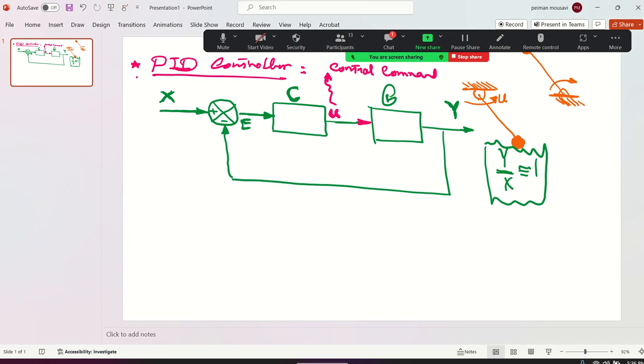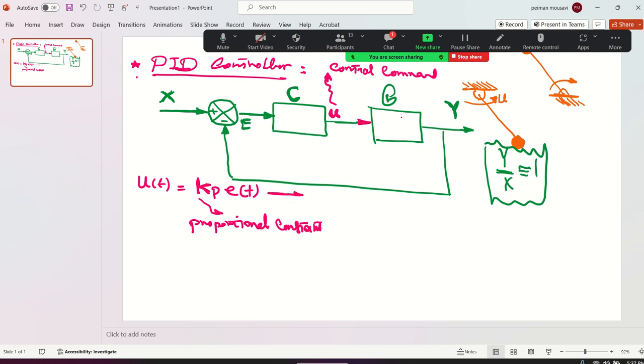So as I told you, if U of t is just a Kp proportional of E of t, means that you're multiplying the error signal by a constant number, the proportional gain. Proportional constant or gain. Okay, Kp, proportional P.